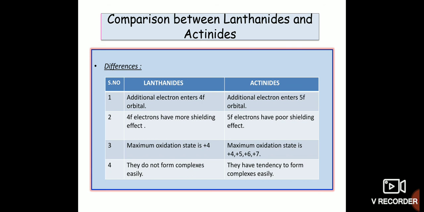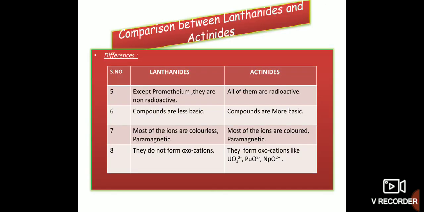And the maximum oxidation state of lanthanides is +4, whereas in actinides it is +7. And lanthanides don't have the tendency to form complexes, whereas actinides have the tendency to form complexes very easily. That's why actinides have similarities with d block elements also.